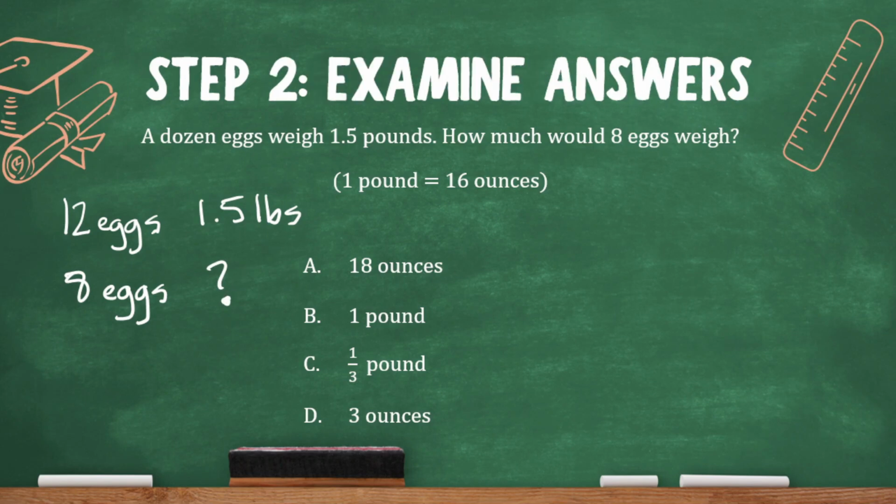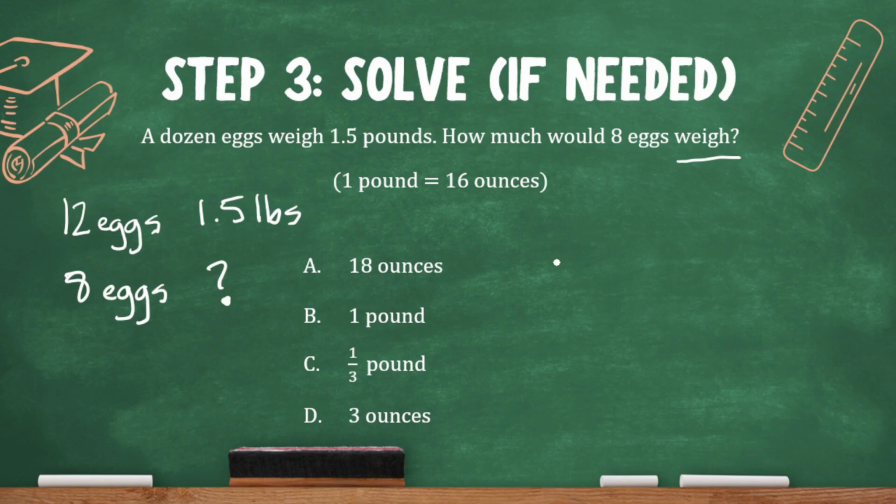Our next step is to look at the answer choices. Sometimes you don't actually need to solve a word problem on the GED test, you just need to set it up. So make sure that you're not doing more work than you need to. They're looking for how much the eggs weigh, and all of our answer choices are weights. So we do actually have to solve it. So the last step is to solve it if you need to. Let's go ahead and do that.